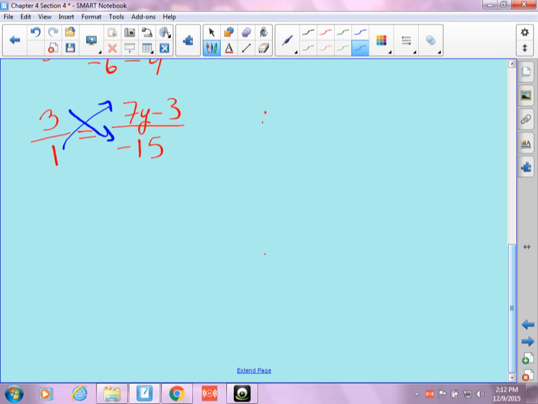Right? So I've got 3 times negative 15 equals 1 times 7y. Excellent. And if you don't know which one to put parentheses around because you don't know, put parentheses around all of them. Doesn't hurt. Put parentheses around the 3, the negative 15, the 1, and then of course 7y minus 3 is together in one parenthesis.